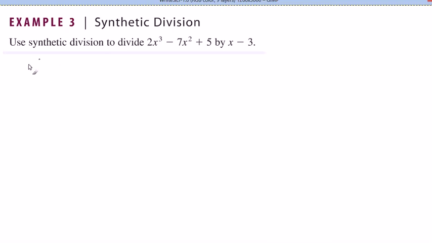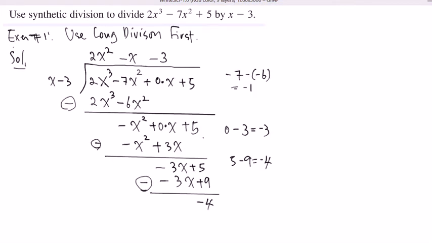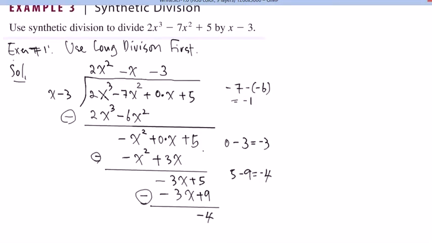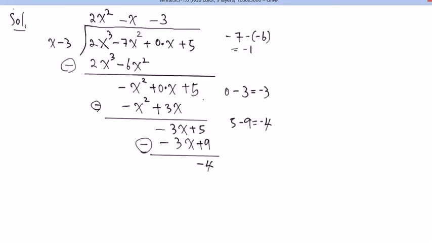All right. Okay, let's do the long division first. Exercise number 1. Use long division first. So I'm going to introduce synthetic division. Right, is that okay? The quotient is 2x squared minus x minus 3. The remainder is negative 4, right? So this is how the synthetic division goes.